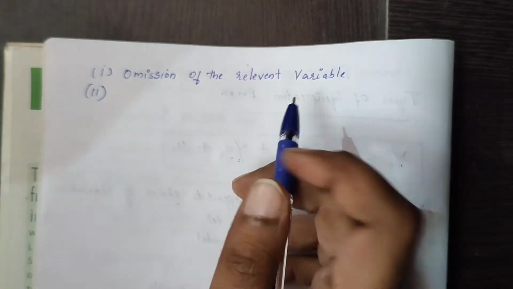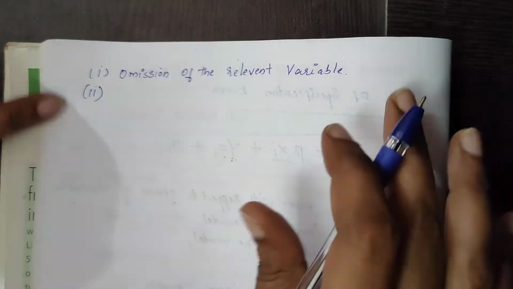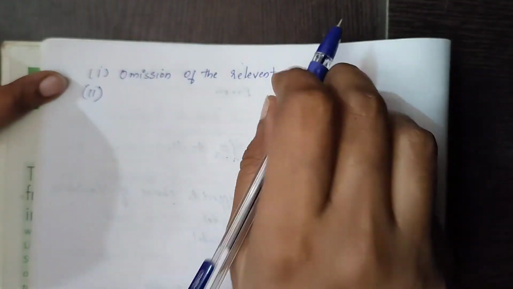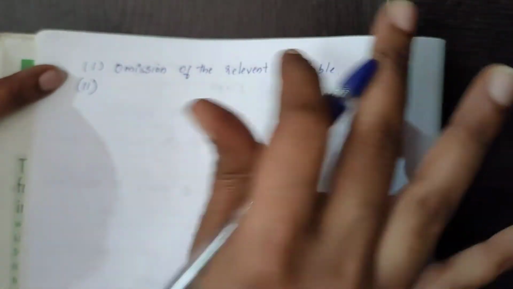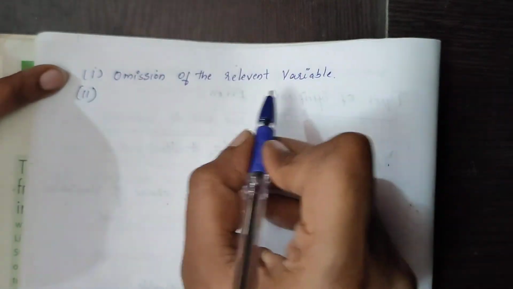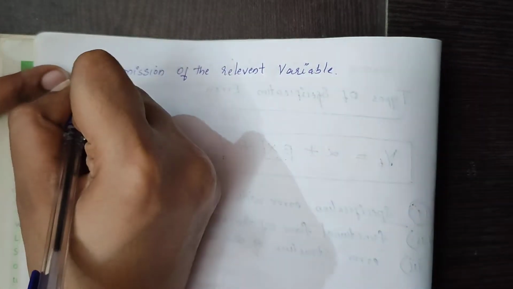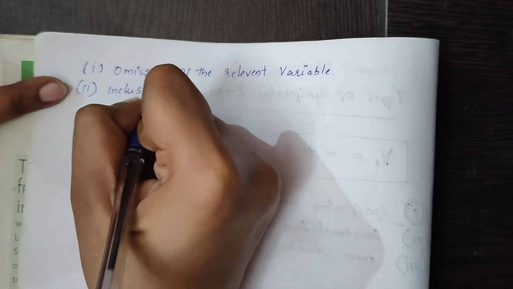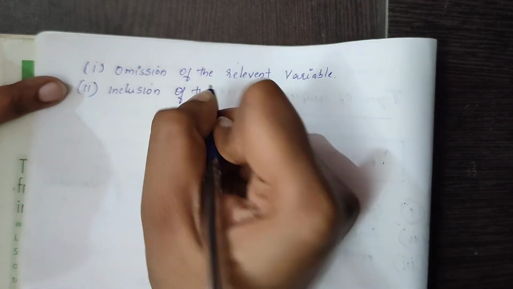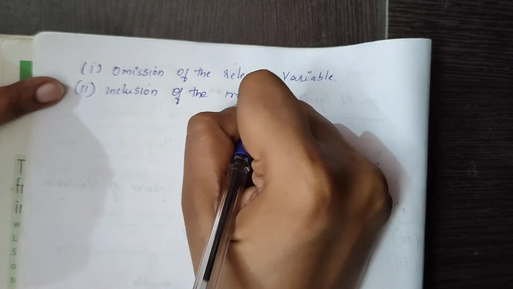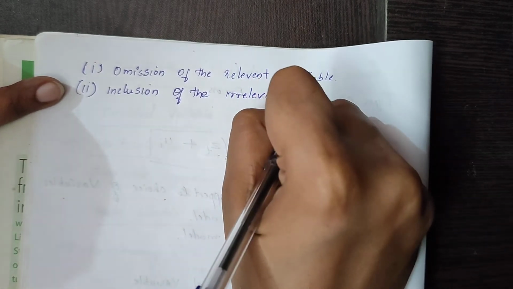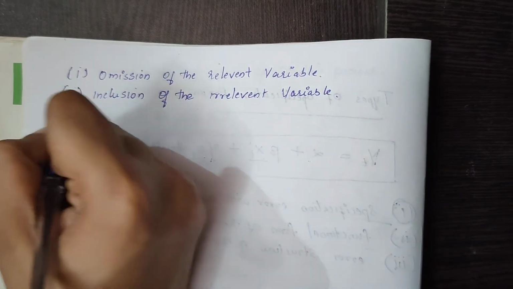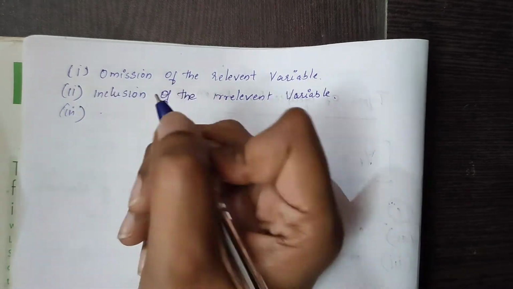Okay, so now we will sum up the whole specification error. What all things we have discussed, we can sum up in just five points. The first one is omission of the relevant variable, and that will lead to specification error. The second one is inclusion of the irrelevant variable. And the third one is usage of the wrong functional form.